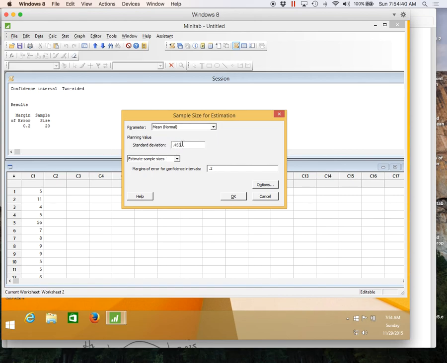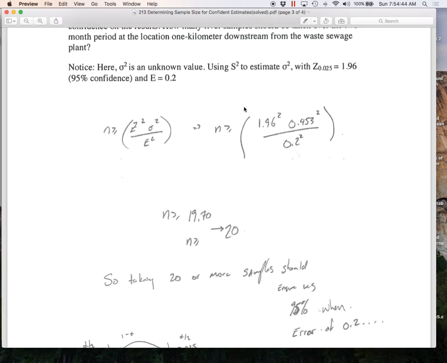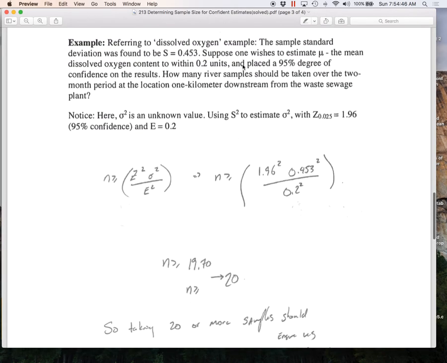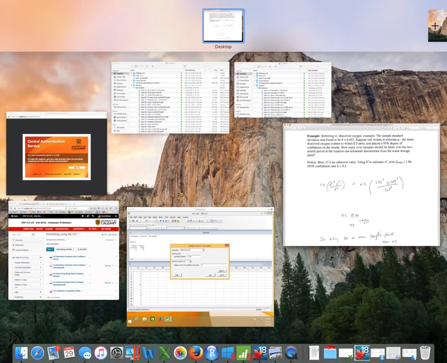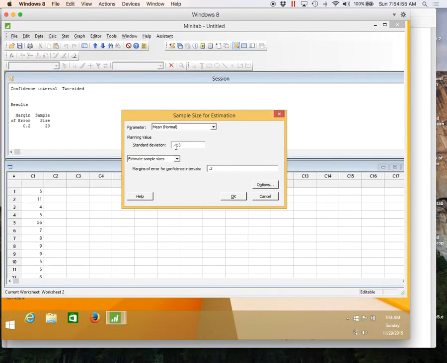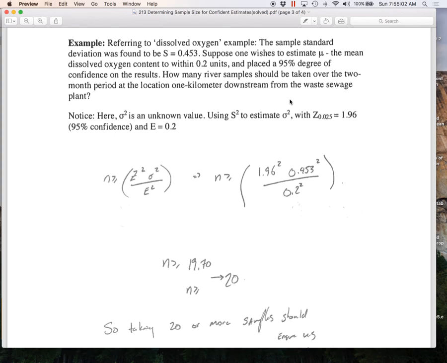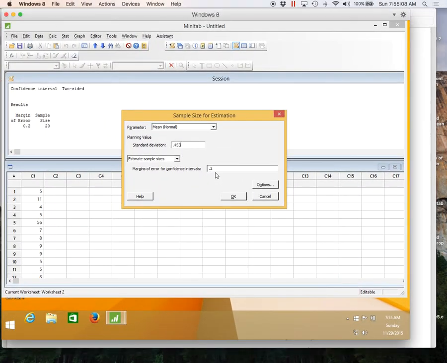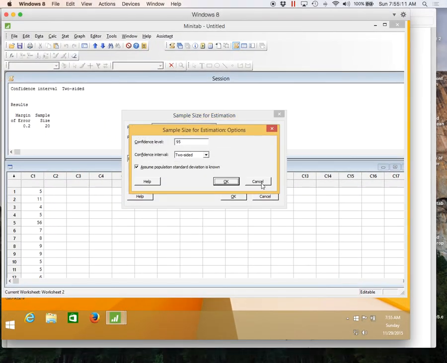Okay, so here I'm trying to estimate the mean. What is the standard deviation? In this particular question, the standard deviation was 0.453. So here it is in the formula, 0.453. And I want to estimate the sample size. What is the margin of error? So what is E? In this question, it said that I wanted to be within 0.2 units, 0.2. So there's 0.2. Make sure you have a look at options.